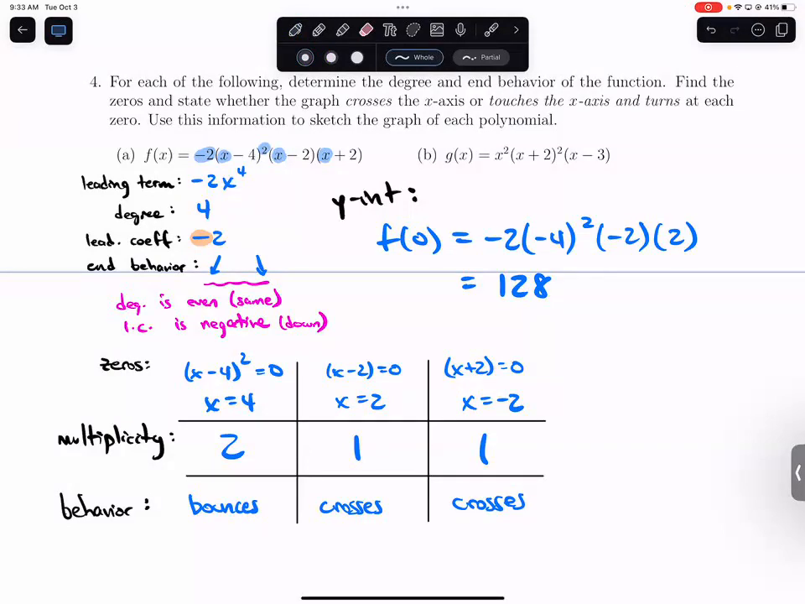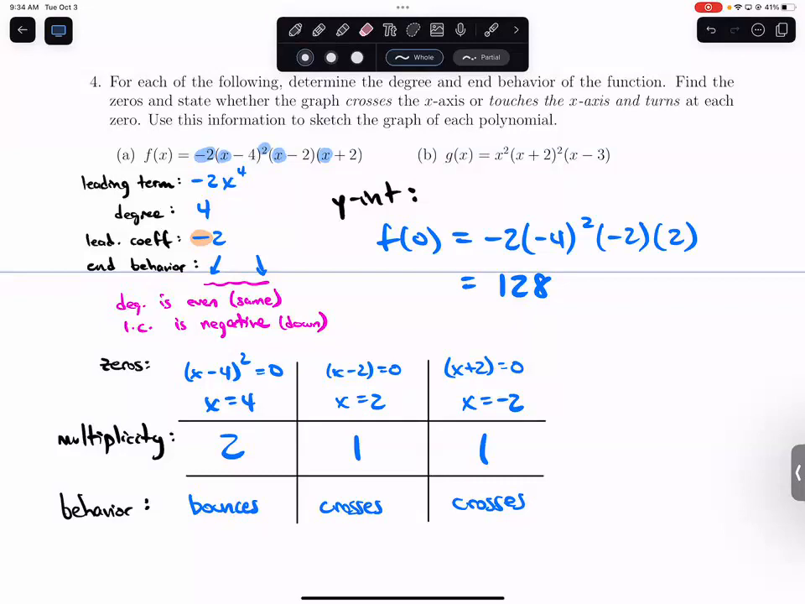Okay, so the leading term tells me a bunch of stuff, right? The degree and the leading coefficient tell me the end behavior. It also tells me what to expect when I go to find zeros and their multiplicities, because the degree being 4 means the sum of the multiplicities should also be 4. Those should match. I get the zeros from the factors, right? Each factor gives a 0 when you set it equal to 0. And then the multiplicity tells me about the behavior there. Okay, do we have any questions about any of that?